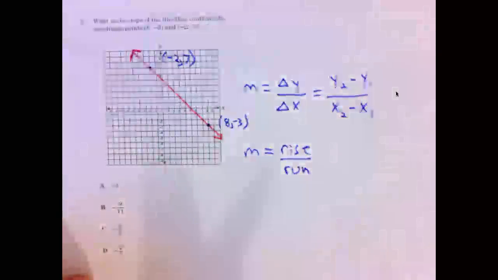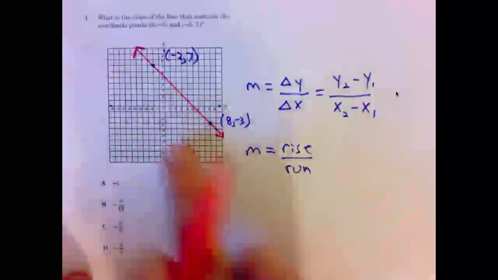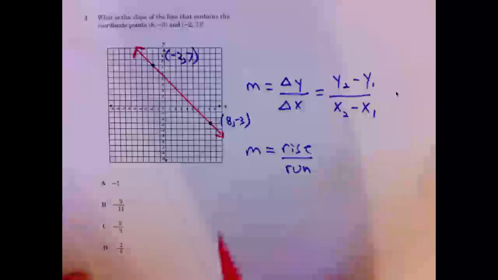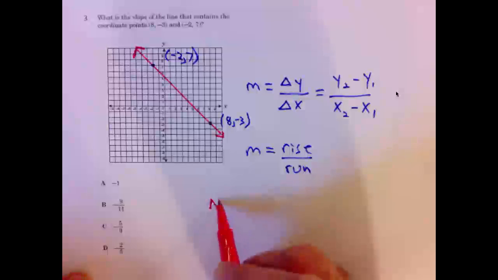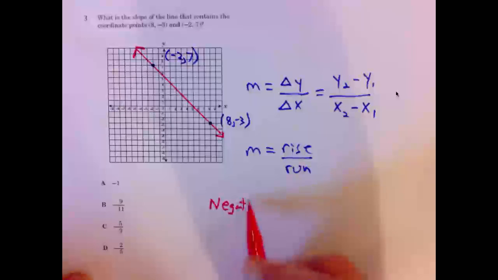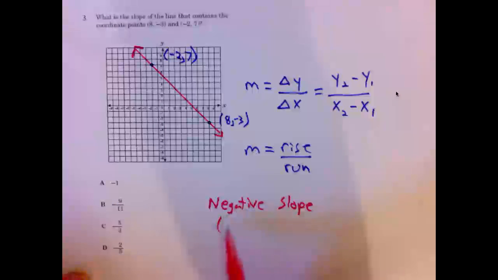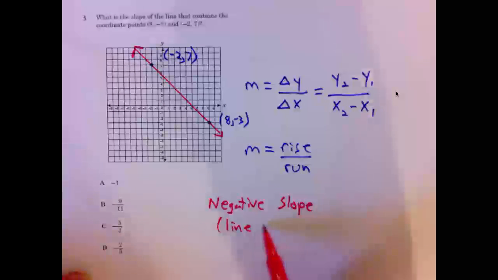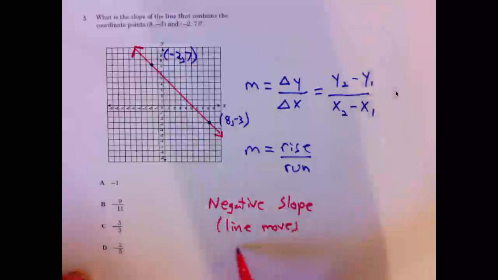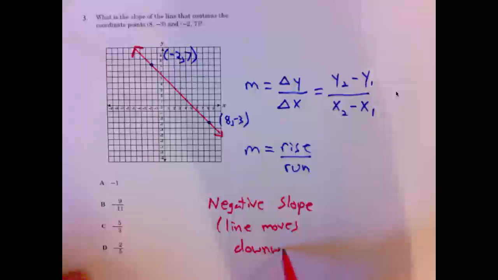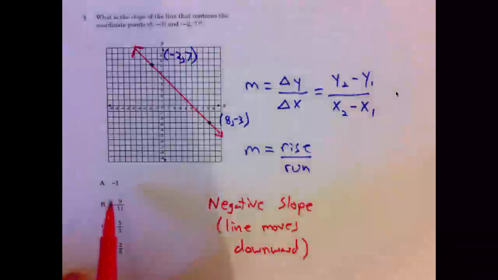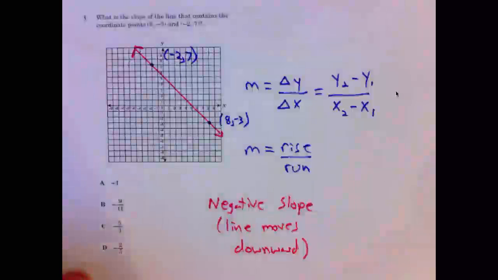As you can see, the line is falling from left to right. This indicates our slope will be negative. Negative slope. Line moves downward. In this case, that's no particular help because as we see, all of these are negative numbers.